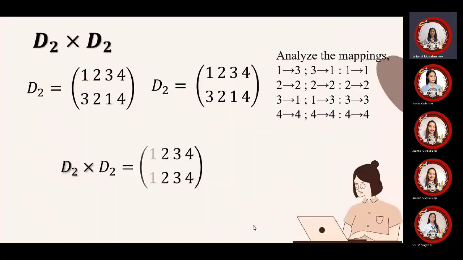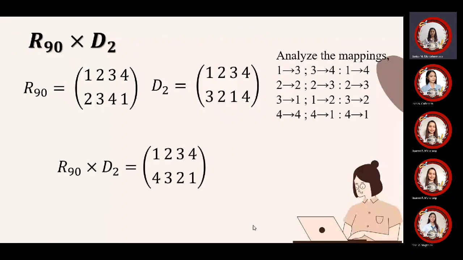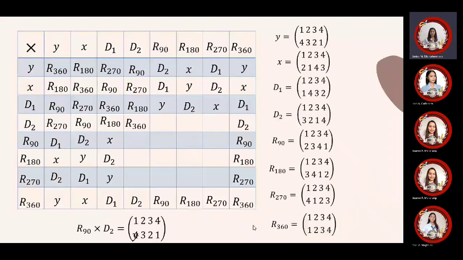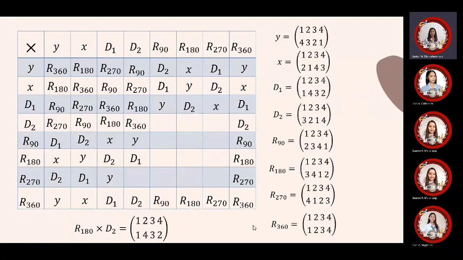So, we have 1 maps to 1, 2 maps to 2, 3 maps to 3, and 4 maps to 4, which is also our R360. Next, we have R sub 90 multiplied by D sub 2, equals 1 maps to 4, 2 maps to 3, 3 maps to 2, and 4 maps to 1, which is also our Y. So, proceed. We have R sub 180 multiplied by D sub 2. We have 1 maps to 1, 2 maps to 4, 3 maps to 3, and 4 maps to 2, which is also our D sub 1. So, I'm gonna put X sa baba kasi yun na lang yung kulang.